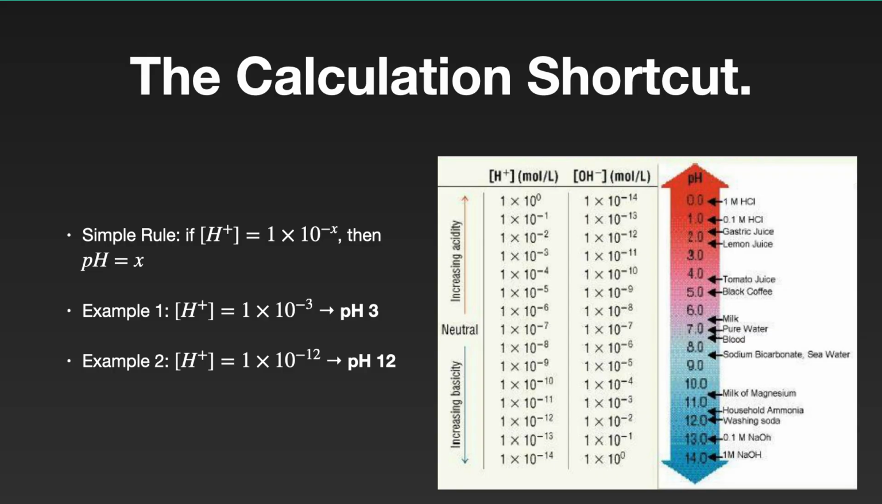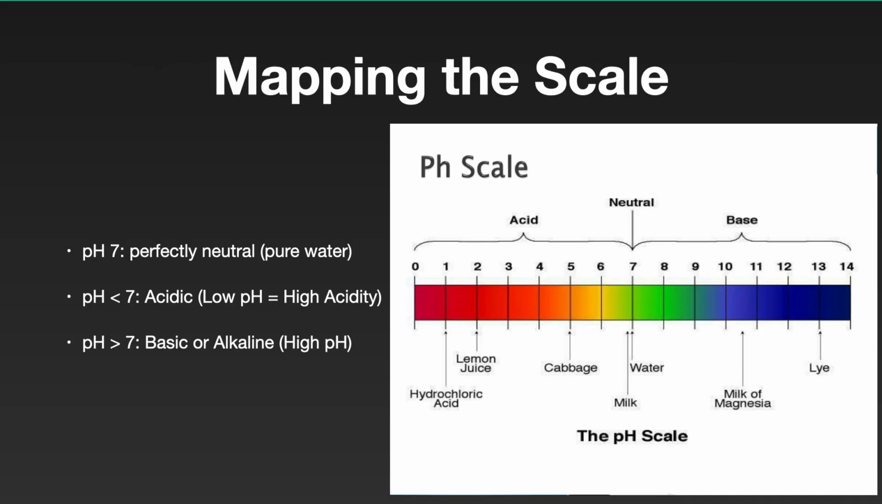If your hydrogen ion concentration is 1 times 10 to the negative 3, you just look at that exponent, ignore the negative sign, and there's your answer, 3. If the concentration is 10 to the negative 12, the pH is 12. It's a quick way to see exactly where a substance sits on the scale without needing to do any complex math.